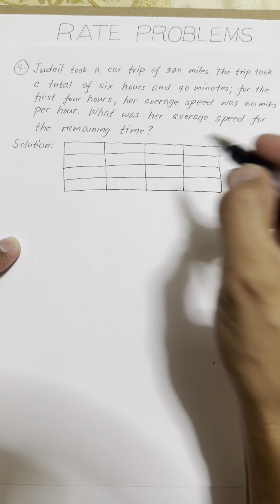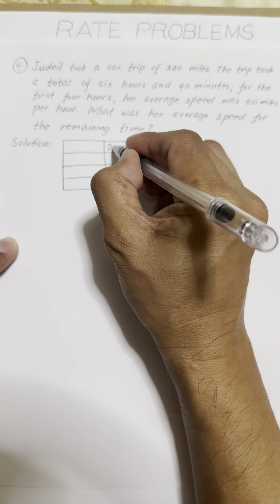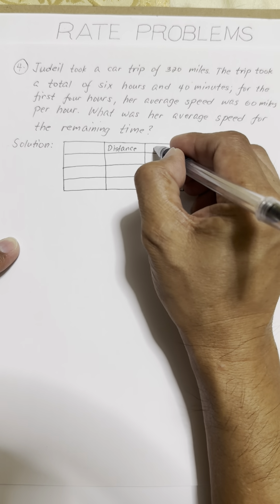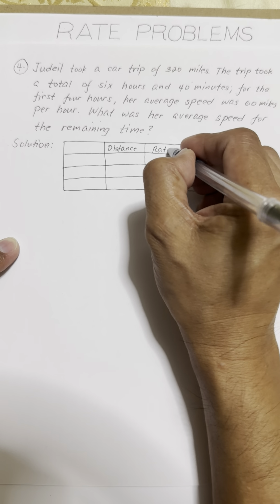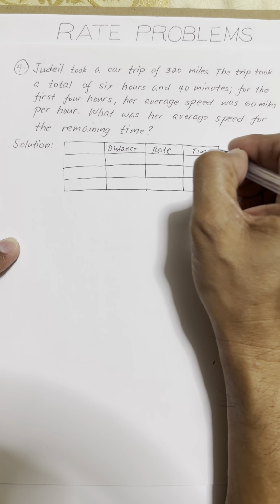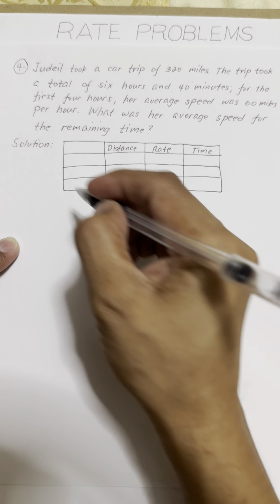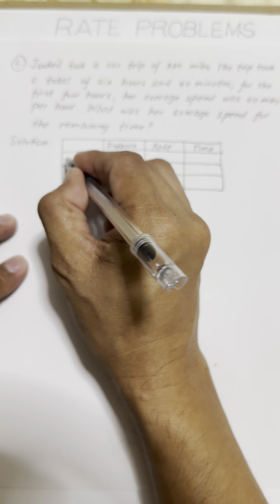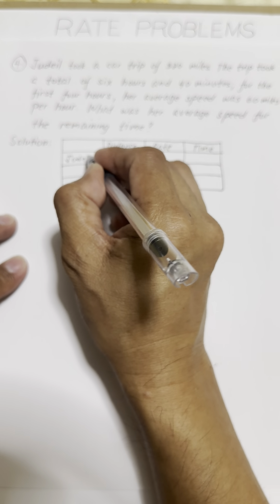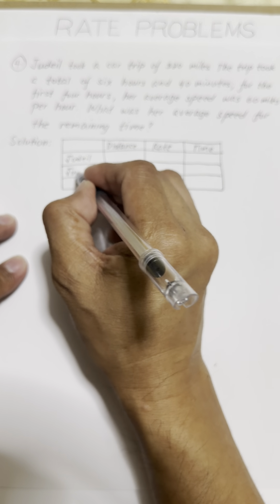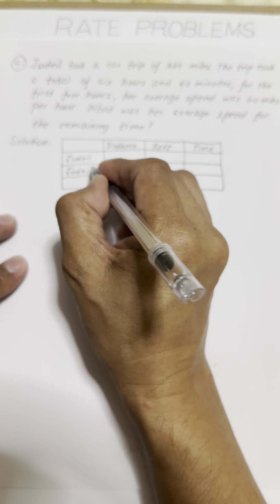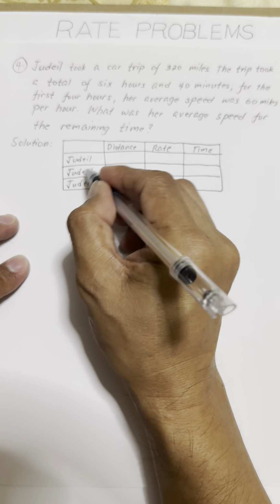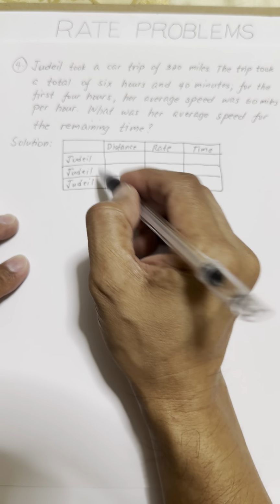So the same information, we have to put our distance, then the rate, and then the time. And then the name of the person involved in this problem. So we have Judel. Okay, so no other person mentioned in this problem. So we have to write Judel in all of these slots here in this column.